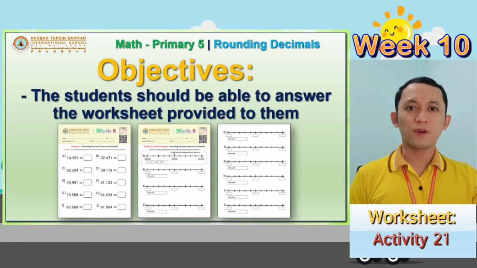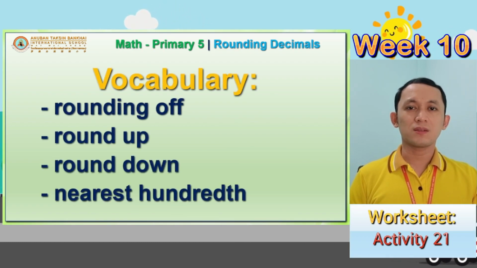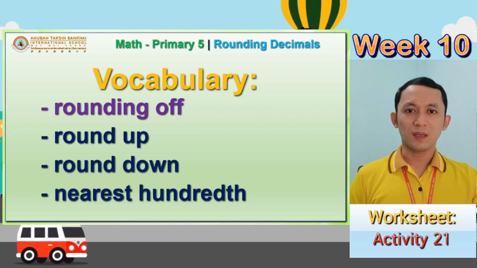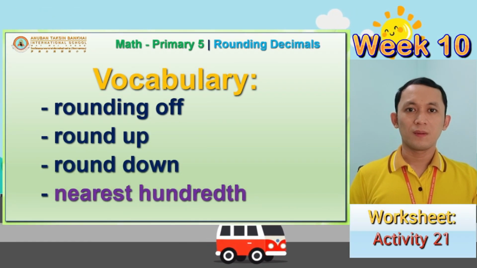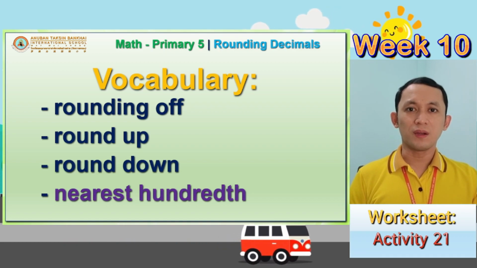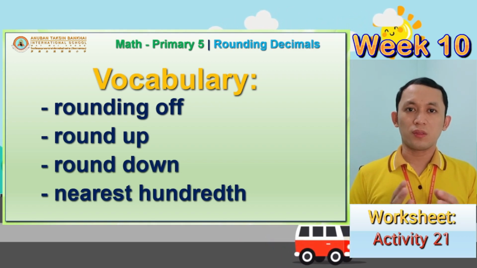Now let's have first our vocabulary for today. We have 4 words. Our first word is rounding up. Our next word is round up. Our next word is round down. And our last word is nearest hundredth. Some of the words you are already familiar with, and those words will be used in our discussion for today.